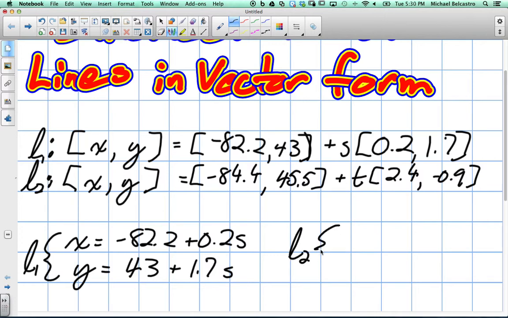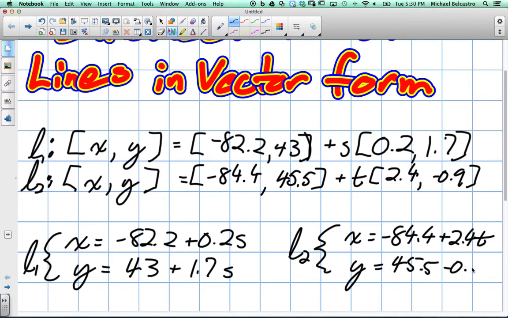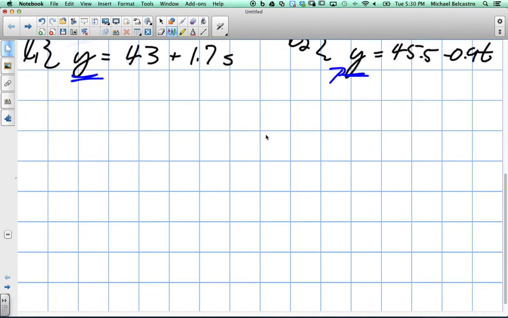Our line 2, x is equal to negative 84.4 plus 2.4t. Y is equal to 45.5 minus 0.9t. Okay. So we're going to build our first equations by setting these x's equal to each other and these y's equal to each other. Because technically, if they do intersect, they should have the same x and y coordinates. Okay, so that's the theory behind this idea.